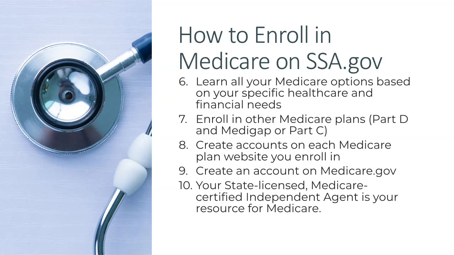Step 6. Learn about all your Medicare options so you can choose the right Medicare plans that fit both your health and financial needs. It's best to get help from a state-licensed, Medicare-certified independent insurance agent. There is no additional charge to use an agent. Their compensation comes from the plans they represent. Step 7. Once you have your Medicare information, your agent can answer questions about specific plans in your area, for example, options, benefits, prescriptions, providers, and plan limitations. Then enroll you in the Medicare plans that best fit your specific needs.